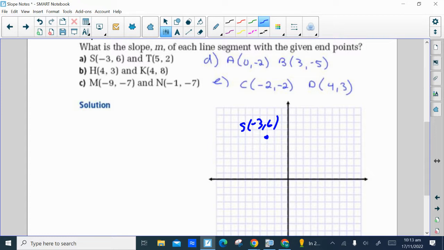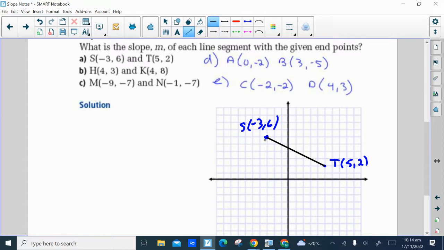Point T is the point (5, 2). 1, 2, 3, 4, 5, comma 2 is right there. That point right there. We can draw our line from these 2 points, and we want to find the slope of that line segment. This line falls as you go left to right, so that means the slope is going to be negative.